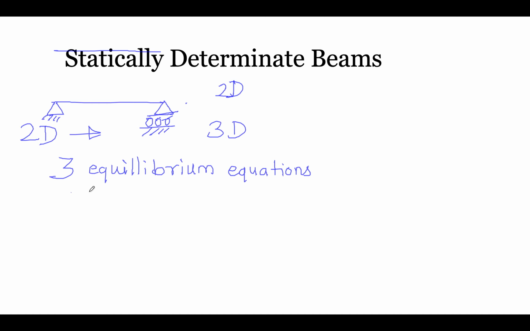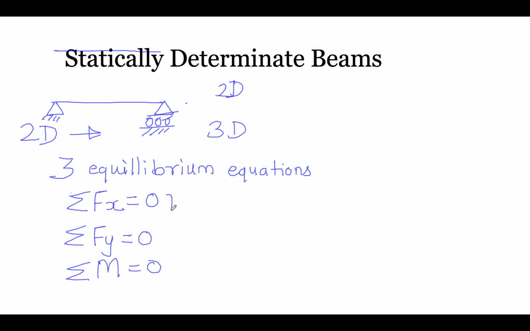What is that? That is summation of forces in x direction is equal to 0, summation of forces in y direction is equal to 0, and summation of moments is equal to 0. When any structure we can solve only using these three equations, then it is called statically determinate beams. When we satisfy this particular structure with only these three equilibrium equations, then we call it statically determinate beams, and that is for 2D.